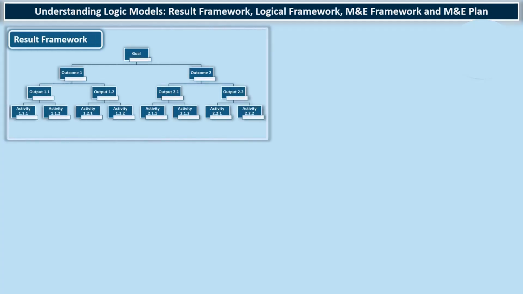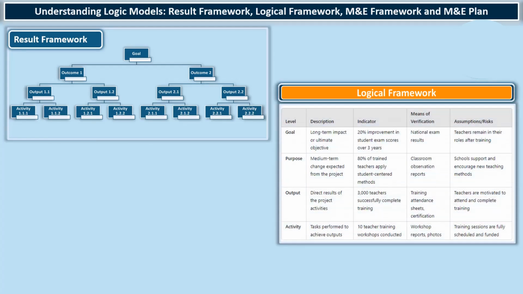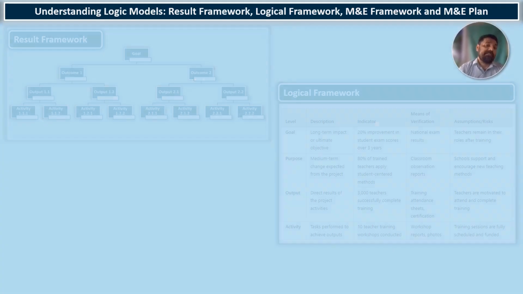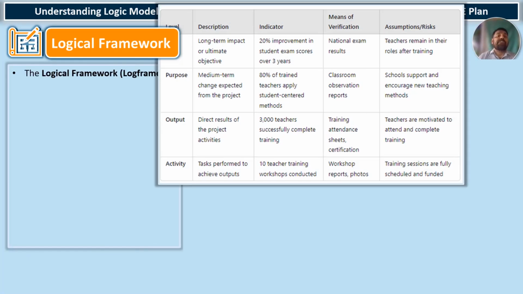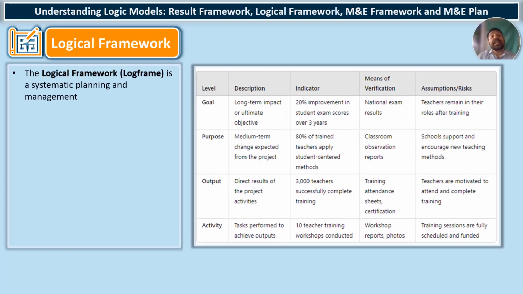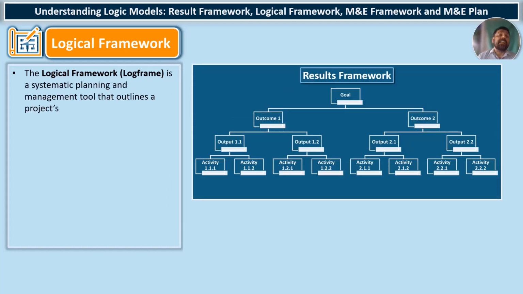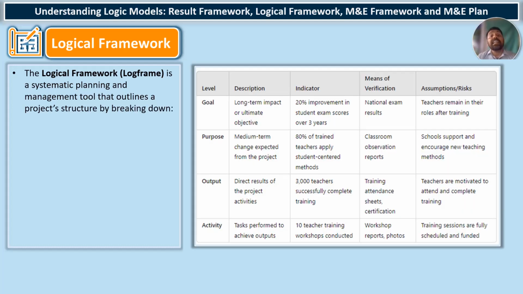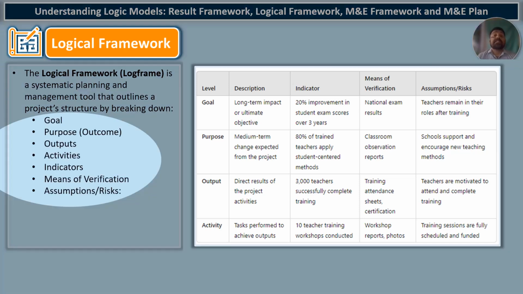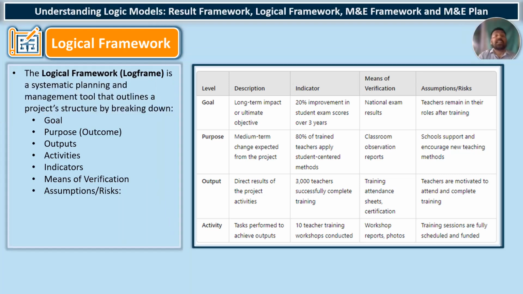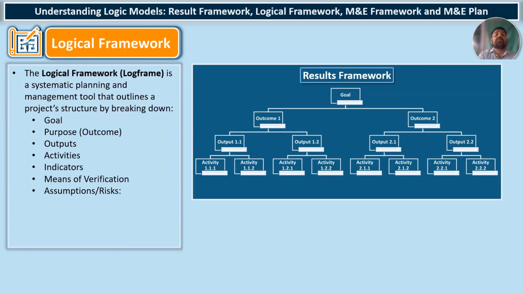When you develop a result framework, then you need to develop logical framework based on the result framework. The logical framework or Logframe is a systematic planning and management tool focused on the result framework that we just discussed in our previous slide. It outlines a project structure by breaking down goal, purpose, outputs, activities, indicators, means of verification, and risks. This is basically an extended version of the result framework.